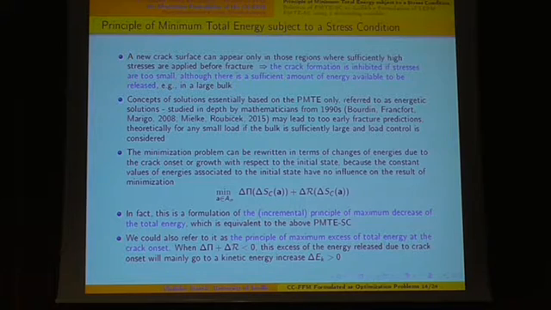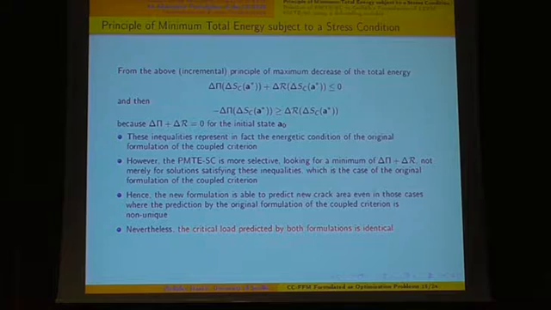This minimization problem, as I presented in the previous slide, can also be written just in terms of the changes. We don't need to consider the whole values because the initial value of P and R is the same. It's not relevant in this minimization. We could also refer to this formulation as the principle of maximum excess of the total energy at the crack onset, and when this is less than zero, then there is some kinetic energy increase.